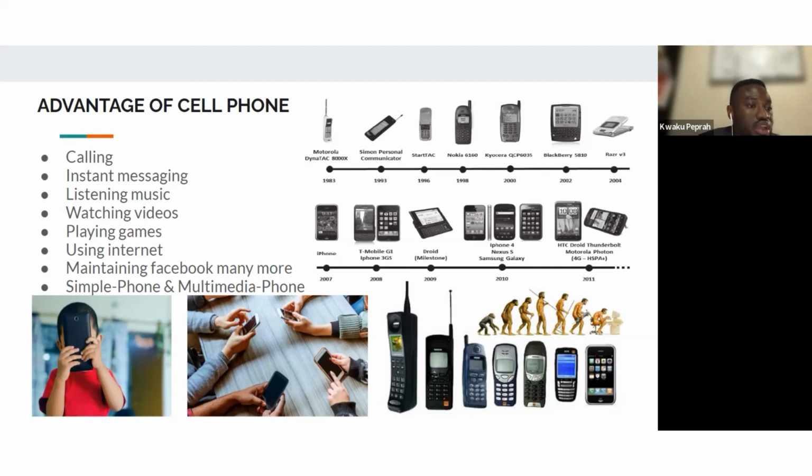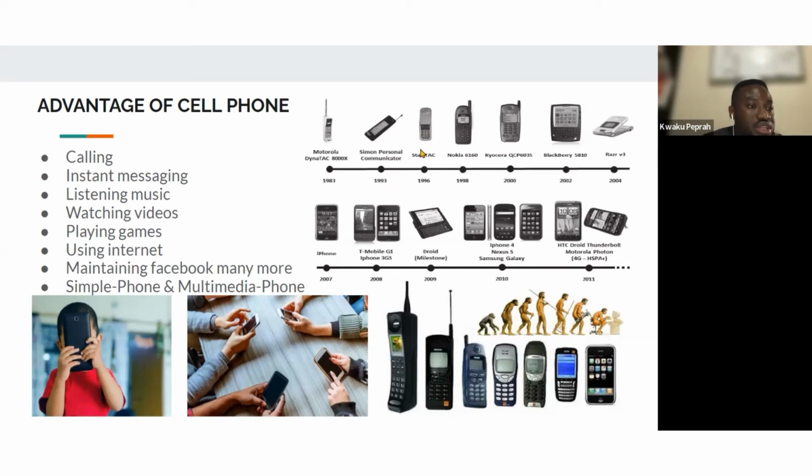So if you look here at the graphics on top, you see that cellular phones have evolved a lot. We had the Motorola, which was one of the first cellular phones, and it was set up in 1983. And you have the evolution, which is the Siemens. It's used for personal communication.